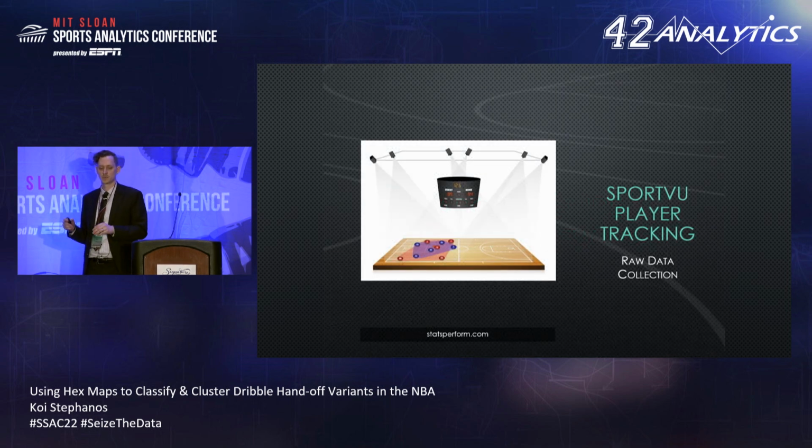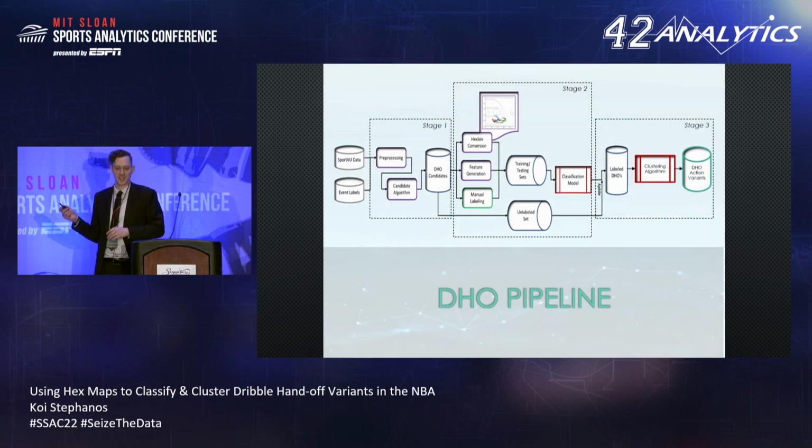So we use the SportVU player tracking data set, fairly ubiquitous; hopefully everybody here knows what I'm talking about, so we're just going to move past that. The player tracking data is combined with some event label data and passed into the first of 3 stages within our pipeline, in which we perform some pre-processing and use a rule-based candidate algorithm to try to pull out potential dribble handoffs from the raw data.